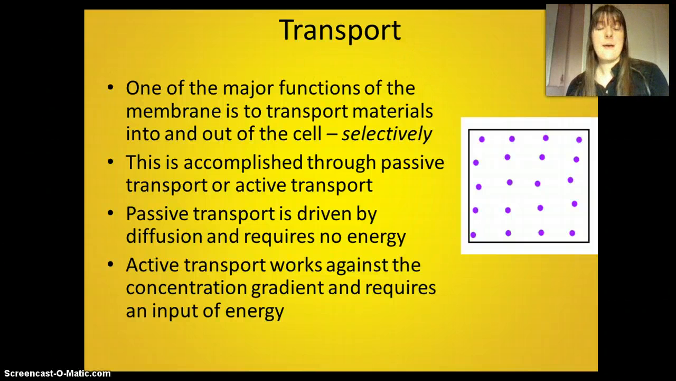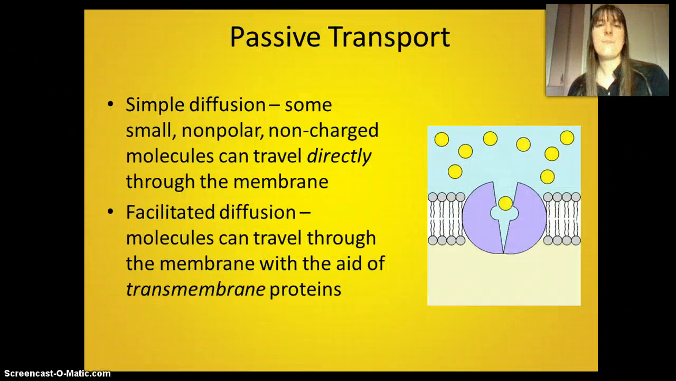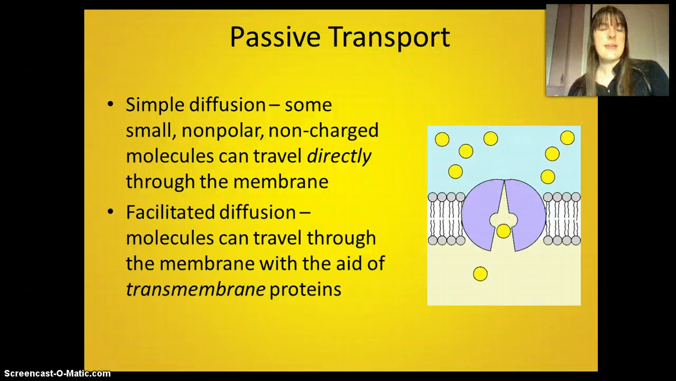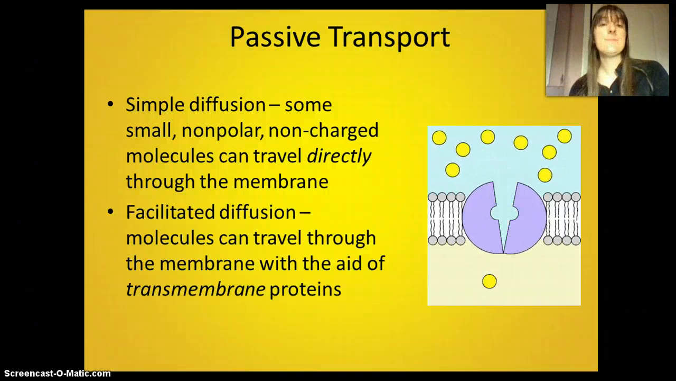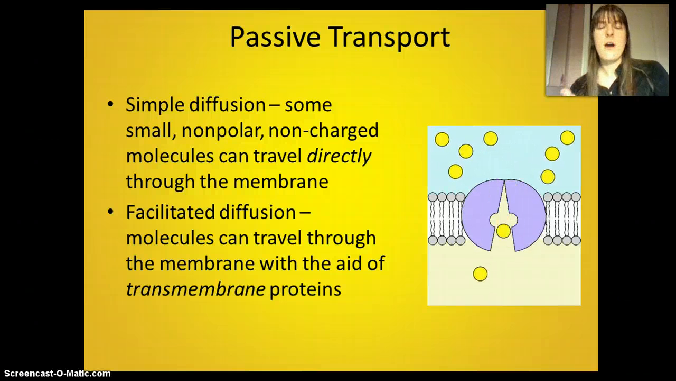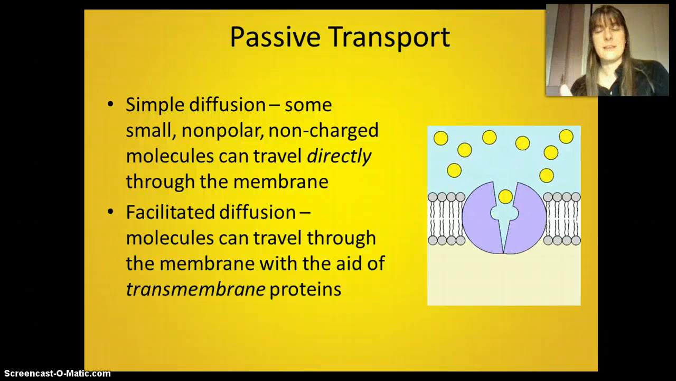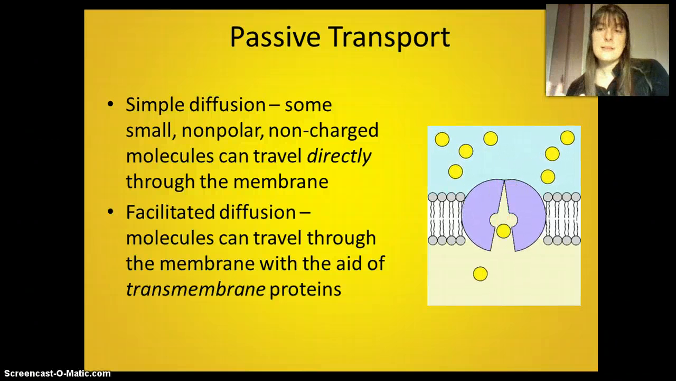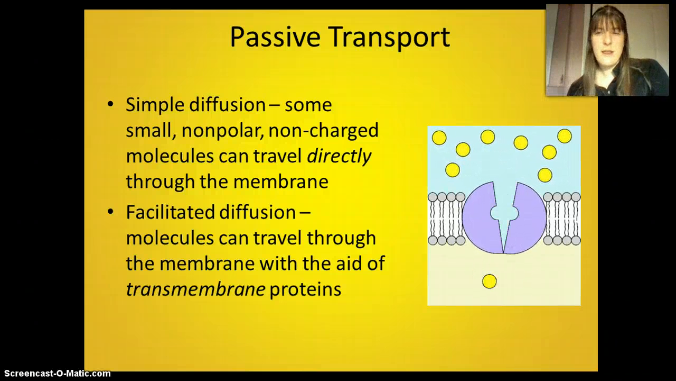So it has this selective ability. There's going to be active transport, which is going to require energy. There's passive transport, which is based on diffusion, and that's going to allow certain things in and out. So let's first break down passive transport. There's two types. First, there's simple diffusion. A very few number of really, really small, non-polar, non-charged molecules are able to travel directly through the membrane. A really good example is oxygen and carbon dioxide.